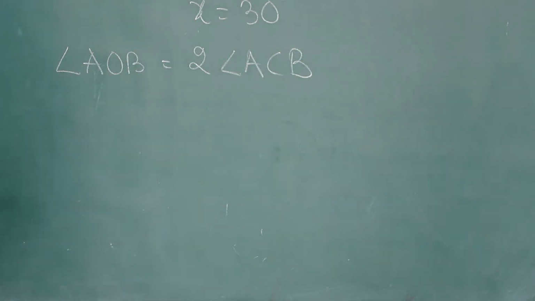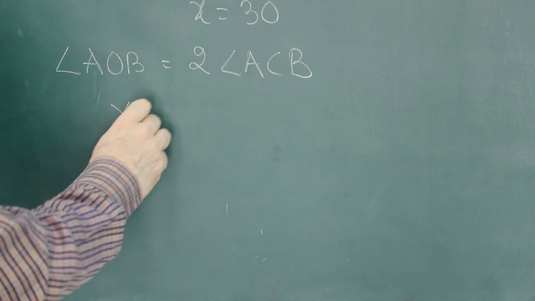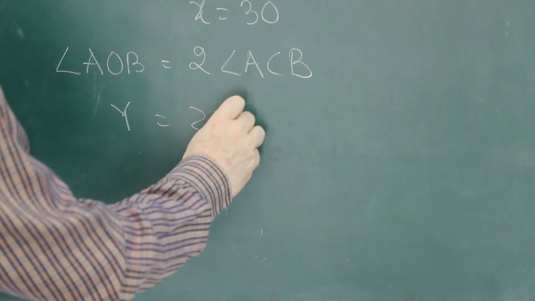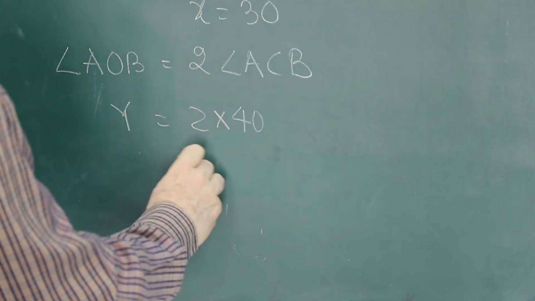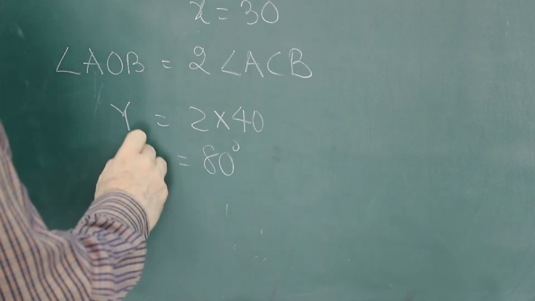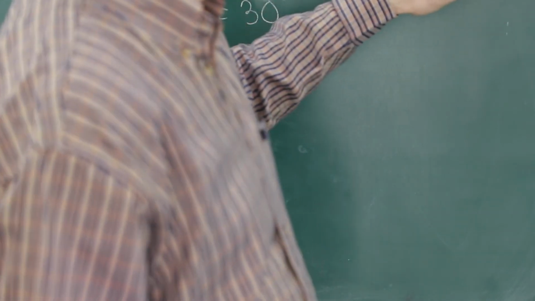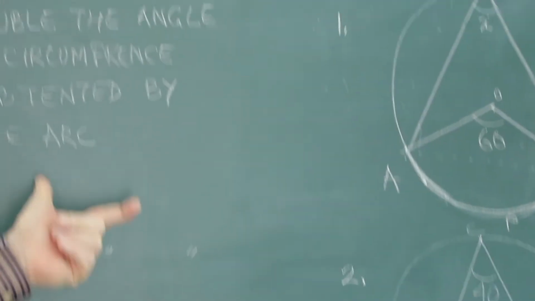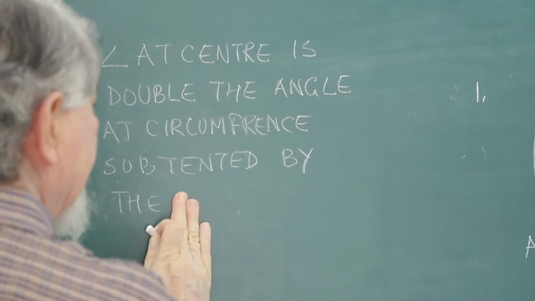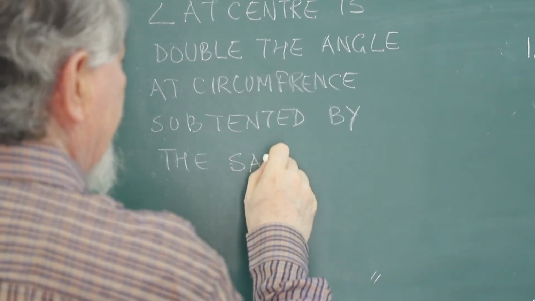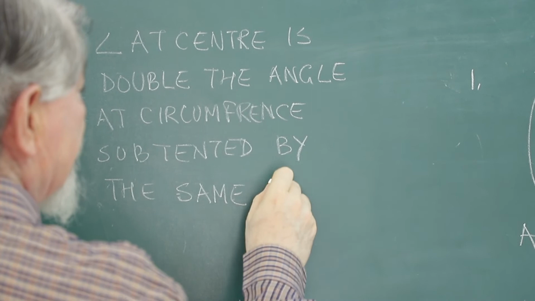So AOB is y, and this is 2, and ACB is 40, so it will be 80 degrees. The reason is the same. Angle at center, I'm not going to write it again, it's already written on top. Angle at center is double the angle at circumference subtended by the same arc. It is important to write, it is important to understand: same arc.